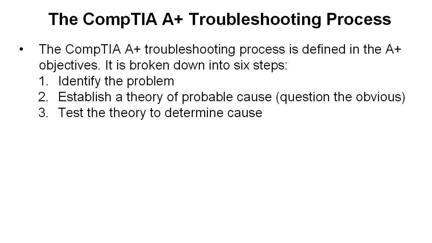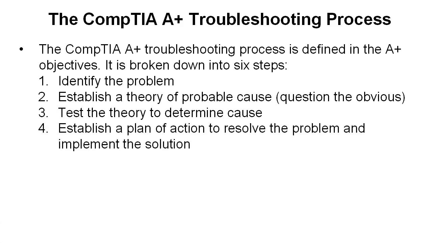Once the theory is confirmed, determine the next steps to resolve the problem. If the theory is not confirmed, then you want to reestablish a new theory or escalate the problem to someone who can help you. Step 4, establish a plan of action to resolve the problem and implement the solution. And again, escalate it if necessary. You might have to bring in another tech. You might have to talk to a manager. No one technician knows everything.